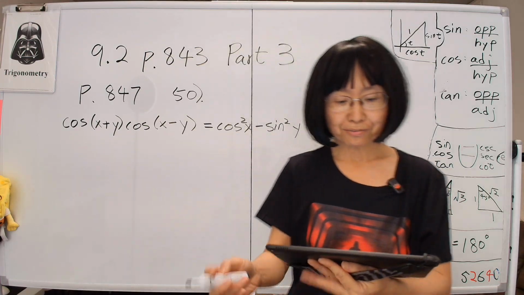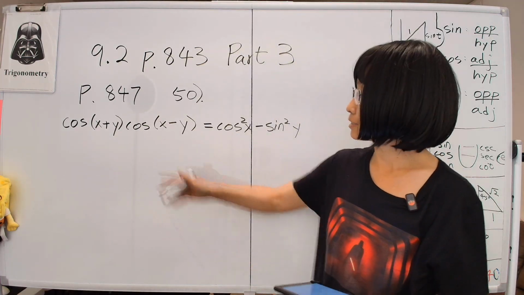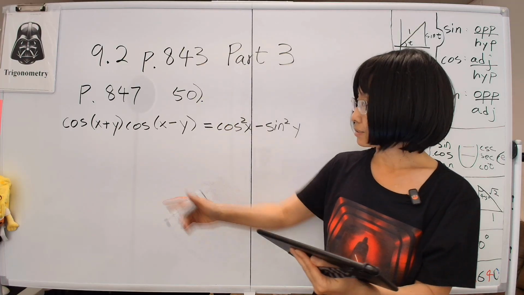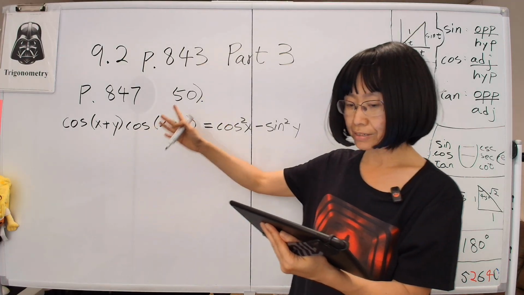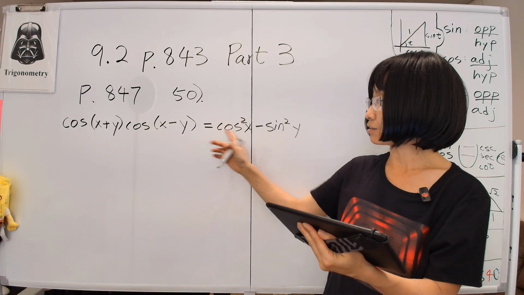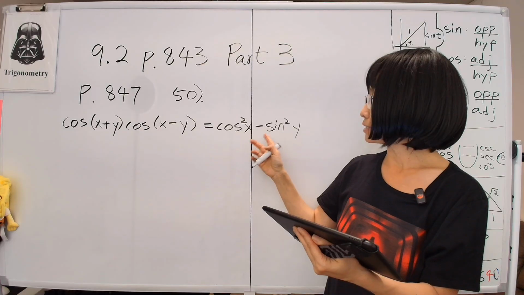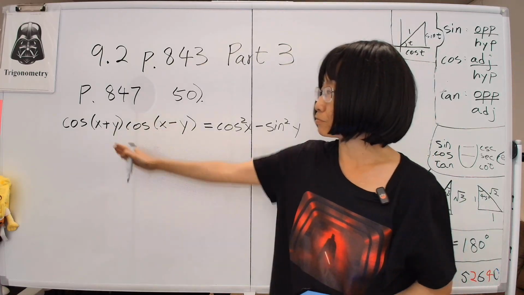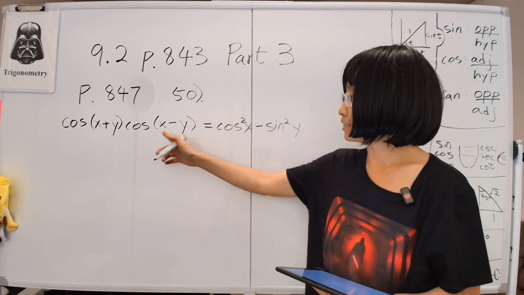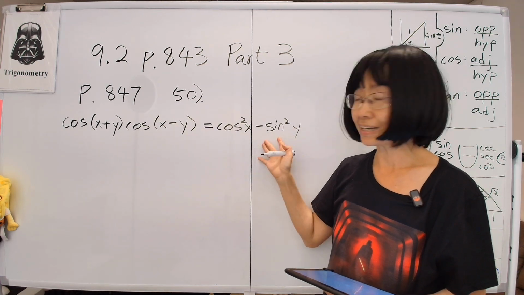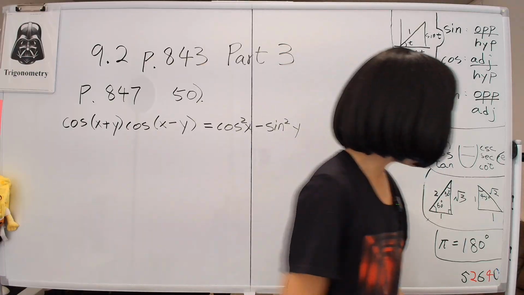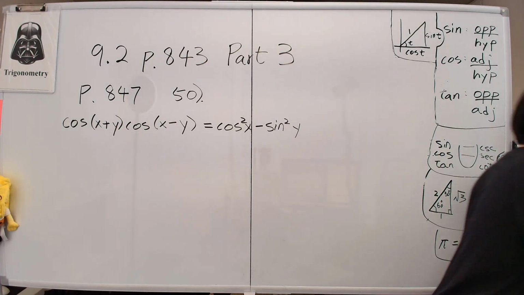Okay, now that you're done with the homework, let's consider problem number 50 on page 847, which is cosine of (x plus y) times cosine of (x minus y), and we need to prove that it equals cosine squared x minus sine squared y. In other words, we need to work on one side and beat it around and stir it until it looks exactly like this side. So that's what we're going to do, by whatever this section says.